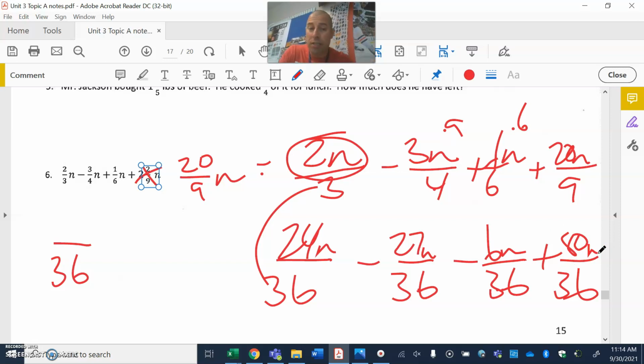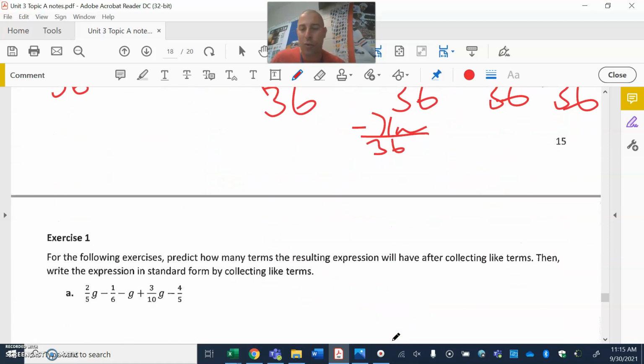They're all like terms. So let's see here. 24 minus 27, negative 3n. Negative 3n minus 6n, negative 9n. And then negative 9n plus the 80n, yeah, negative 71n. Don't forget your common denominator, and there you are. Negative 71n over 36. Also negative 71/36 n. And people, it's awkward saying these fractions with the variables, so you all will use that phrase over. That's fine. It's how you're going to see things.